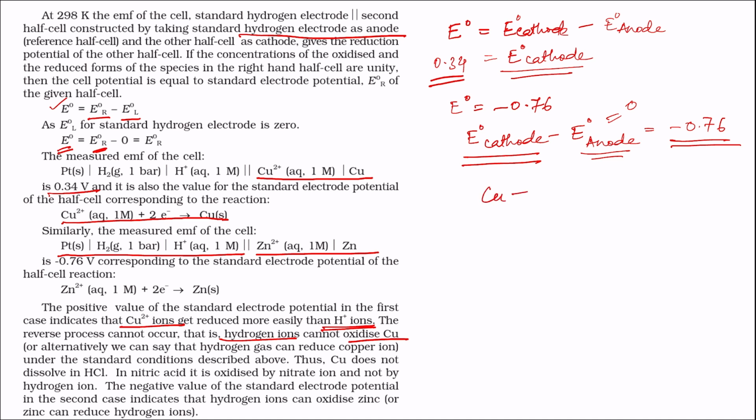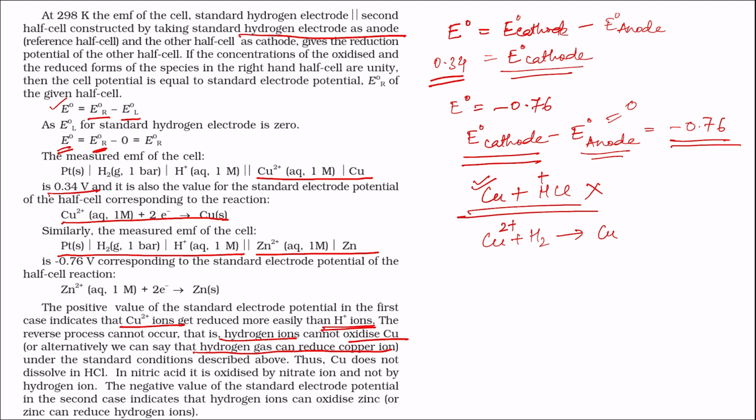So copper will not dissolve in HCl. Why? Because here in HCl, H plus ion is present, and this H plus ion cannot oxidize copper to Cu2 plus ion because Cu2 plus ions have greater tendency to get reduced and change into copper atom in comparison to H plus ions. So it will not be able to oxidize copper to Cu2 plus ions. Or it can also be said that hydrogen can easily reduce Cu2 plus ion to copper atoms, and hydrogen itself gets oxidized to H plus ions.